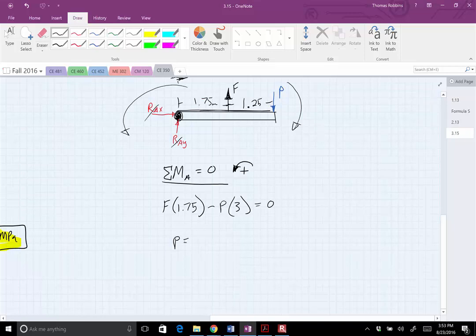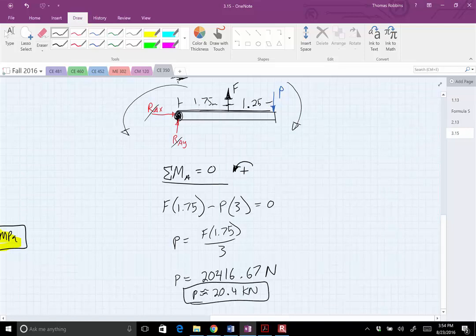Solving for P, P equals F multiplied by 1.75 divided by 3. Plugging that into the calculator, I get the magnitude of P equals 20,416.67 newtons. Or we could just approximate this, P approximately equals 20.4 kilonewtons. Okay, so that's part B.